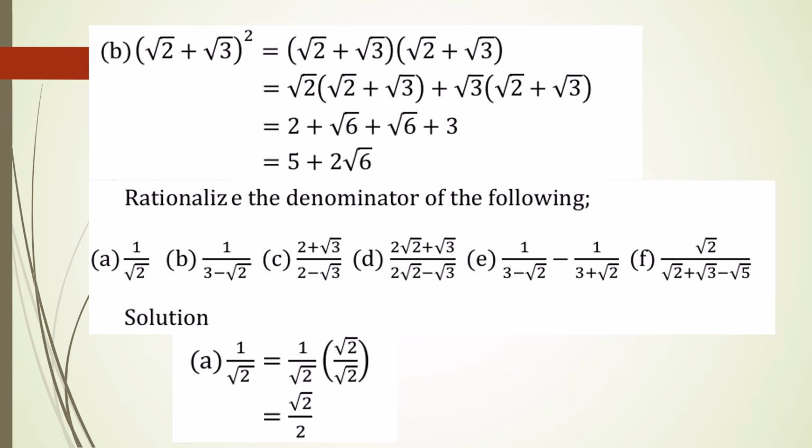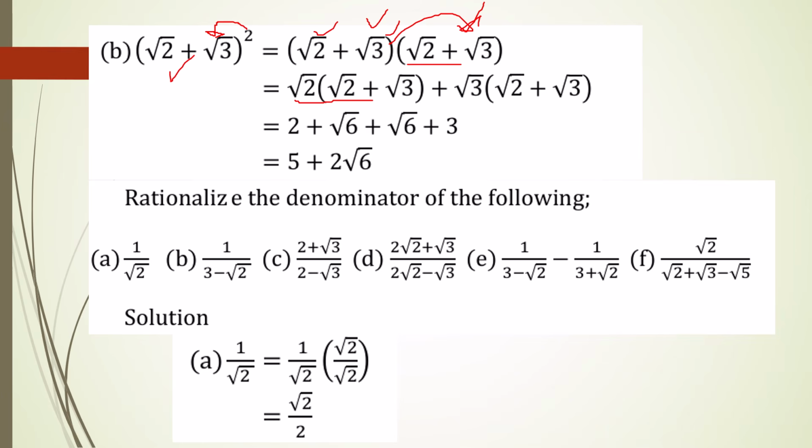So looking at part B, we are squaring this same bracket. When you're squaring this same bracket, it means that it's going to be this bracket multiplying its very bracket. So it's going to be the bracket of this multiplying the bracket of that. So what we do is that this root 2 has to multiply this whole bracket, also this root of 3 has to multiply this whole bracket.